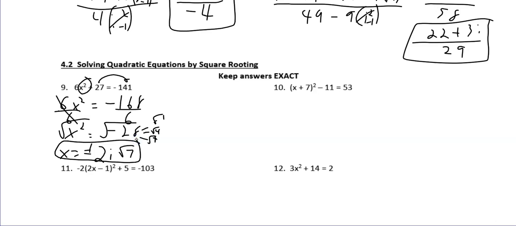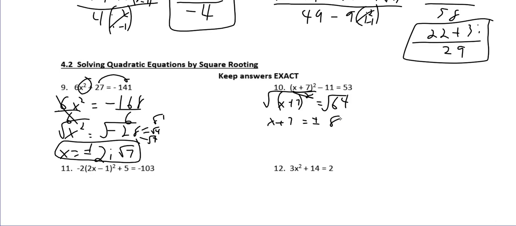All right, on this one, notice our square is a binomial. So this is what we got to get by itself first. So we're going to add 11 to both sides, leaving me the binomial squared equal to 64. Now to undo the square, I square root both sides. And that's going to leave me x plus 7 on the left. On the right, remember, always put plus or minus. Square root of 64 is simply 8.